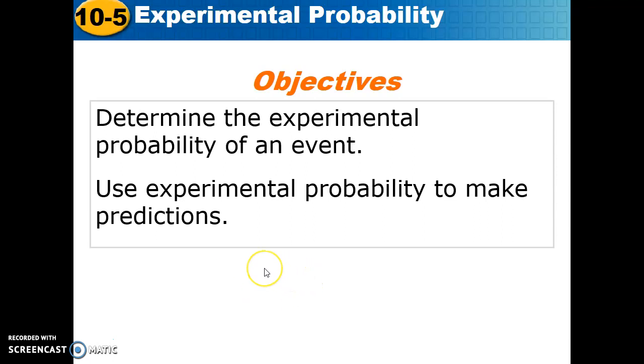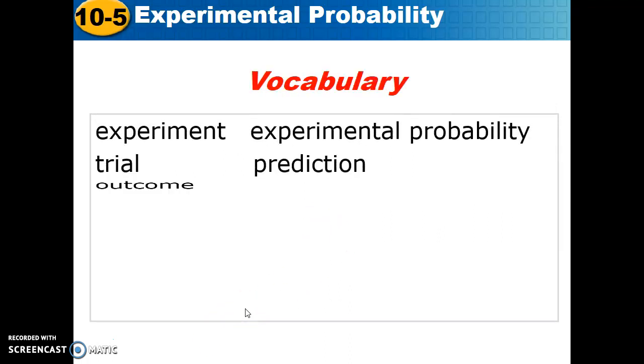Today we're here to talk about Lesson 10.5, Experimental Probability. Why do we learn this? Because experimental probability can be used by manufacturers for quality control. We're going to have two objectives today: to determine the experimental probability of an event and to use experimental probability to make predictions.